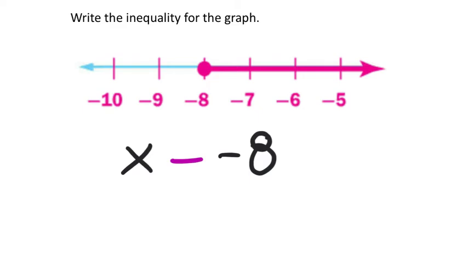I just got to figure out which way the inequality is eating, right? Is it going to eat the x? Is it going to eat the -8? Well, this one is going to the right, which indicates that it should be eating the x. So this would be x is greater than or equal to -8. Of course, it would be okay if you wrote it with the x on the right, comparing with -8.